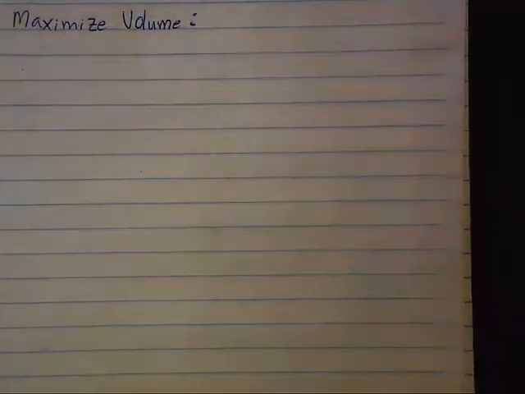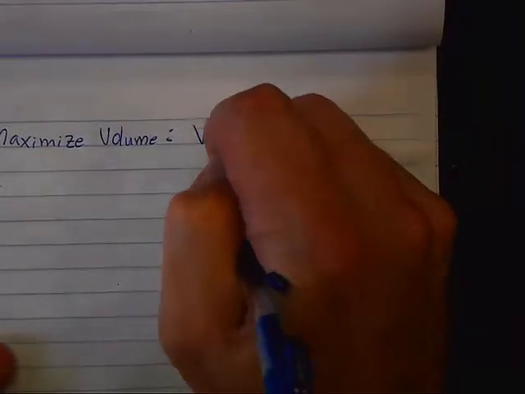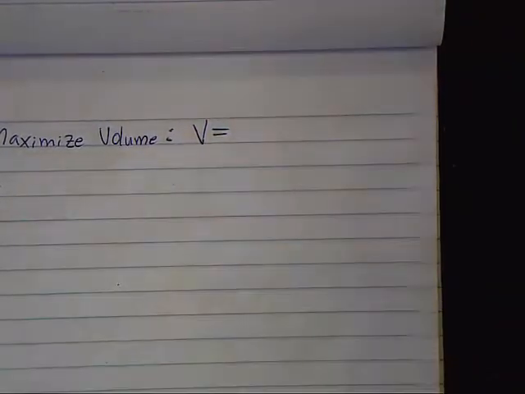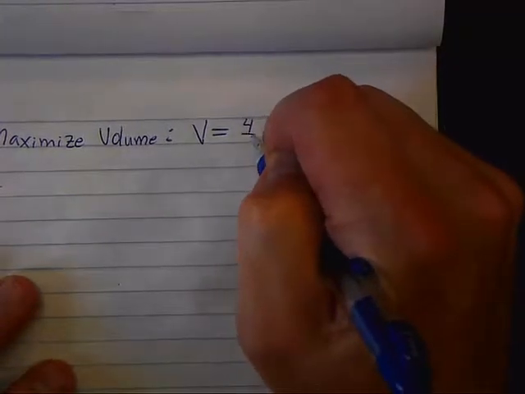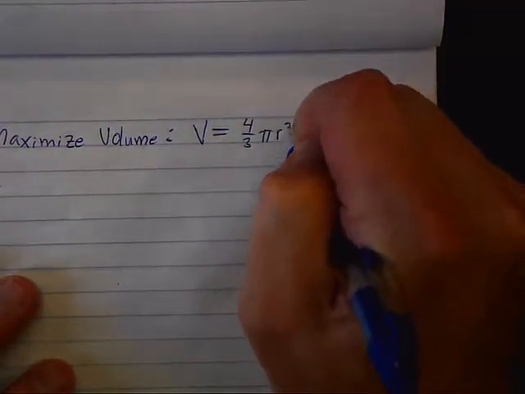Maximize volume. So we're going to need a formula for the volume of a cylindrical tube. What's the formula for the volume of a cylindrical tube? What is it? 4/3 pi r squared h.